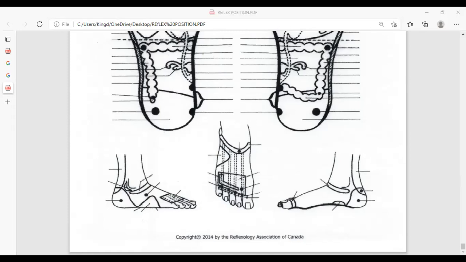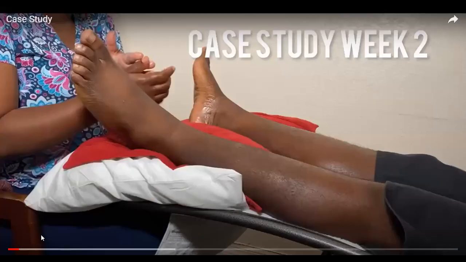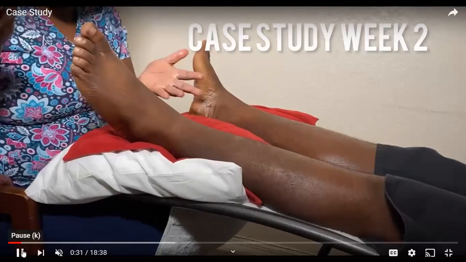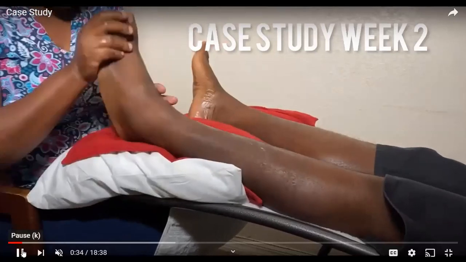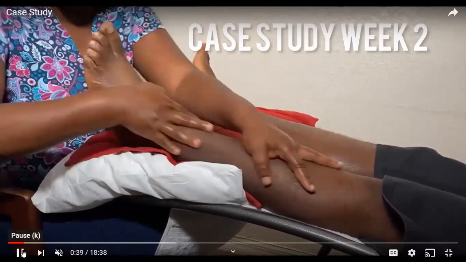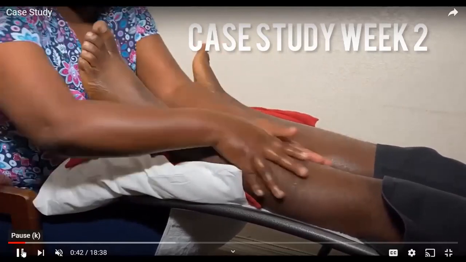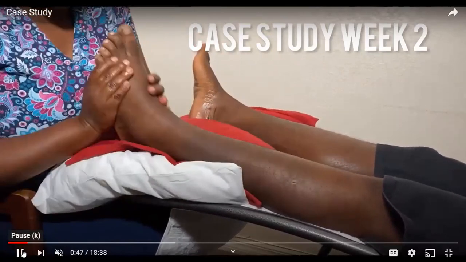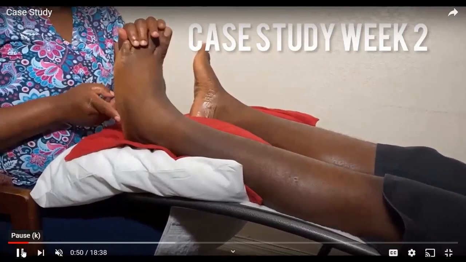And now I'm going to look at a case study. So we're going to look at a case study to see how we can walk through the process. So I will guide the process as it is being done. All right, so the client is in the chair and we're now doing a warm up. We have already cleansed the feet. We have already assessed the patient. It's their second week. And so they are sharing their story as to their experience.